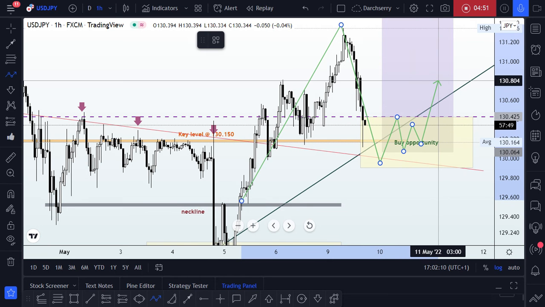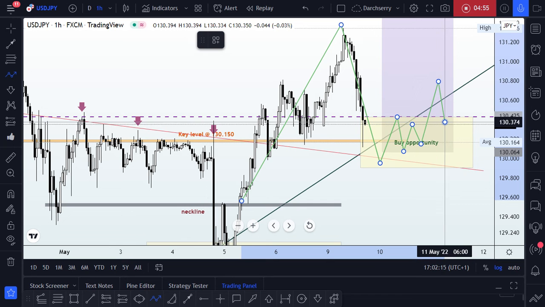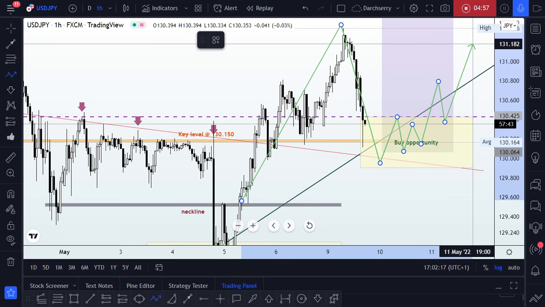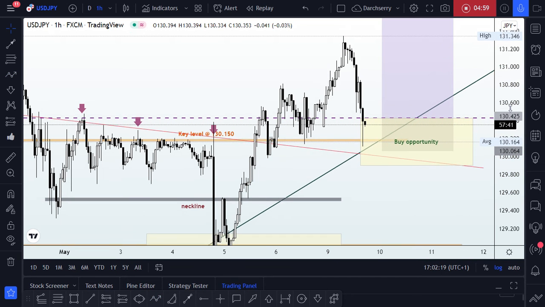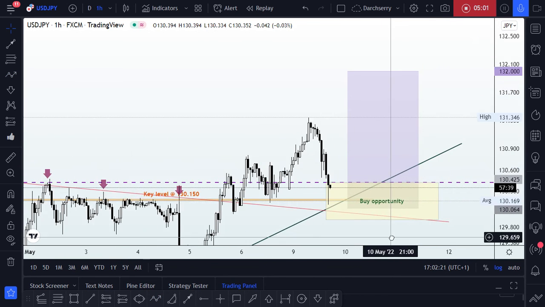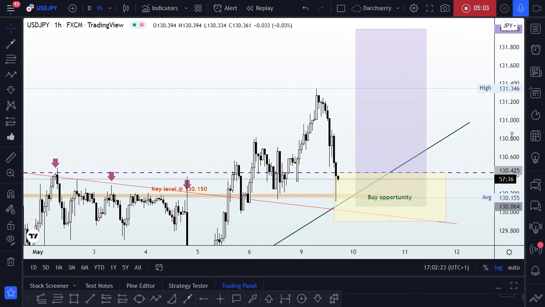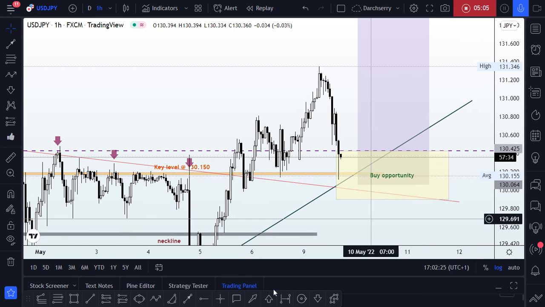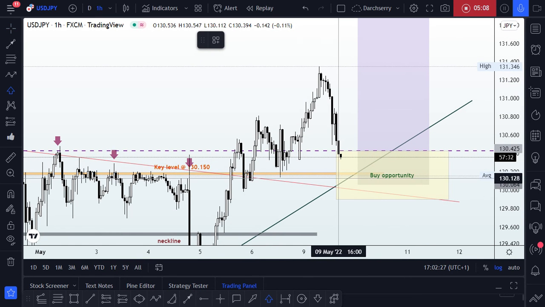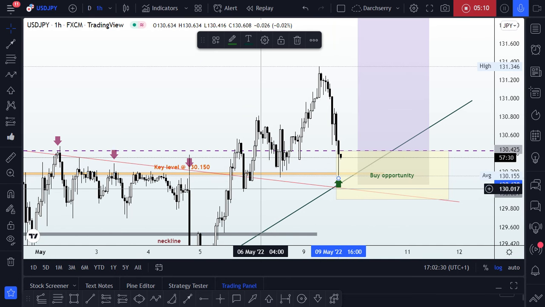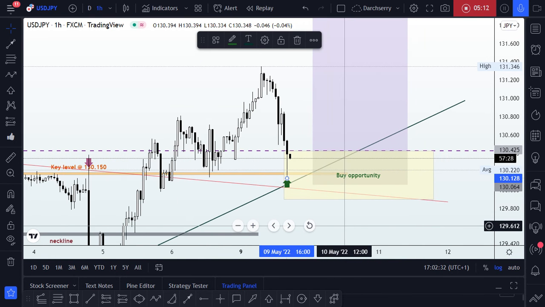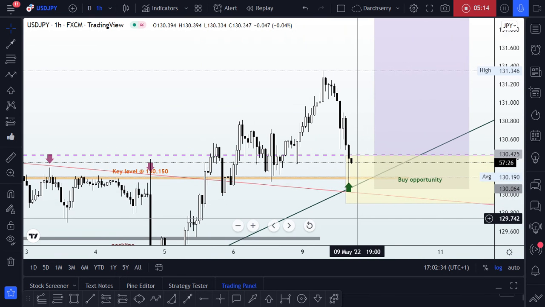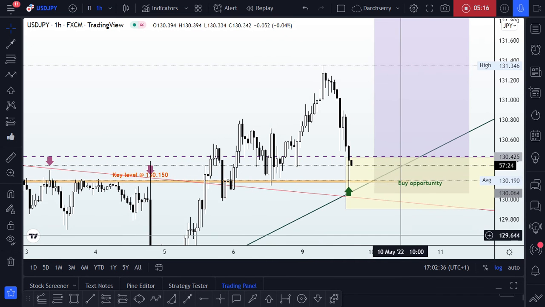giving us that bullish signal, then a retest of structure to confirm the trend continuation to the upside. So this is what we are going to be looking out for in the next couple of hours as price action is being monitored at this point. Well, the first signal we see here is that sharp rejection of this key level at 130.150, but we still need more confirmations to make sure that we're actually on the right trade.